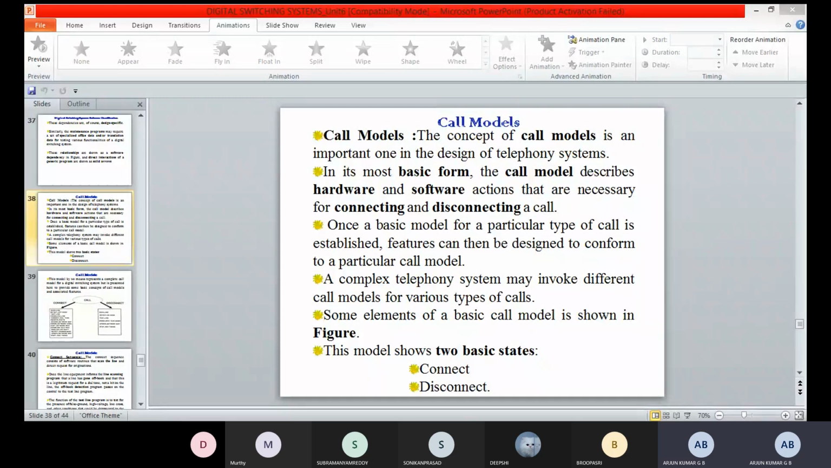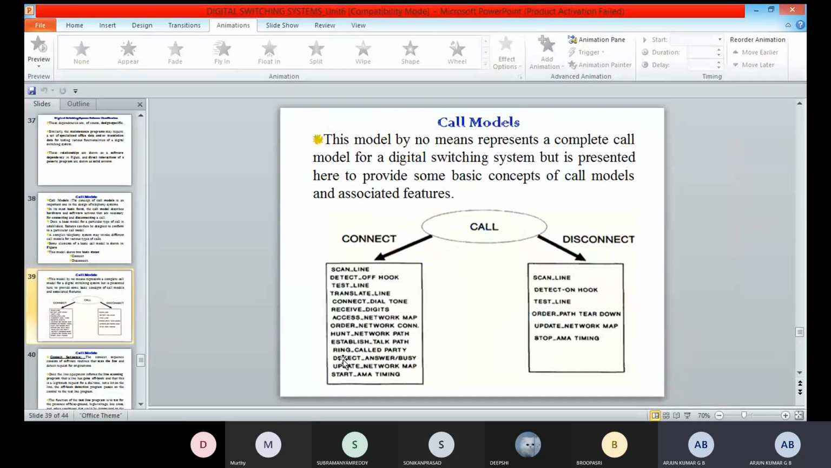Once a basic model for a particular type of call is established, a feature can be designed to conform to a particular call module. A complex telephone system may invoke different call modules for various types of calls. There are some elements of the basic call module as shown in the figure. There are two basic states, or two basic sequences: one is the connecting sequence and another is the disconnecting sequence. We are discussing these in the next class.